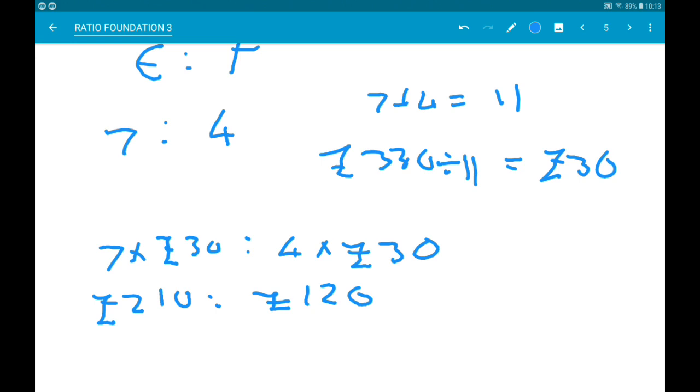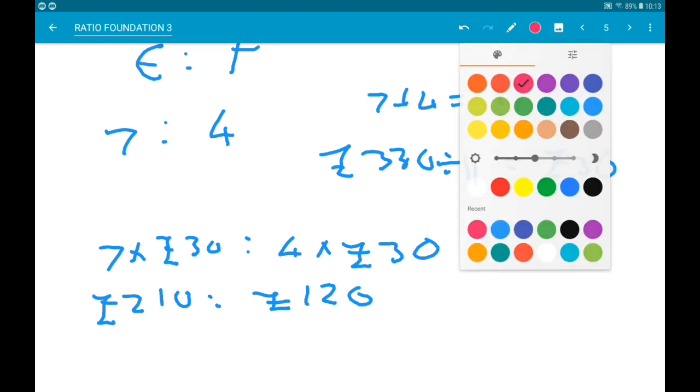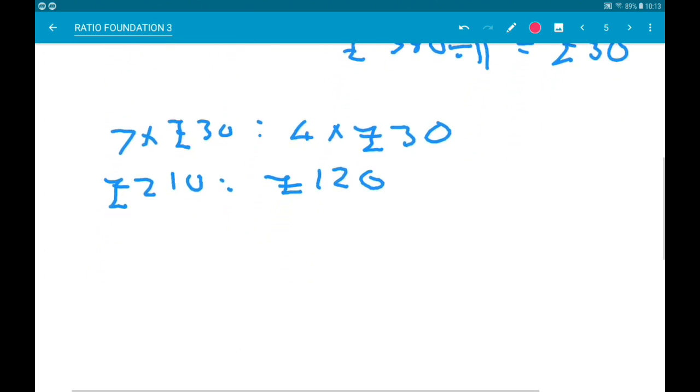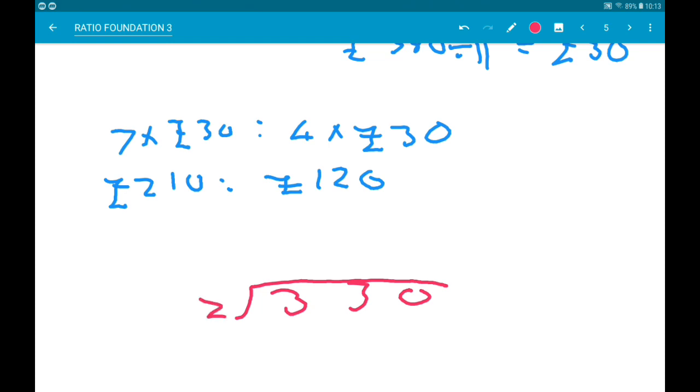Okay, so we know they both need to end up with the same amount, and we know the same amount is half of £330. So if we do 330 divided by 2, 2's into 3 go once, 1 remainder, 2's into 13 go 6 times, 1 remainder, 2's into 10 go 5 times.